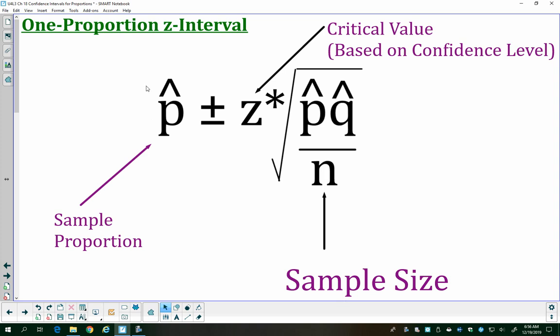P hat is a proportion of a sample. We've dealt with P hat before. Q hat, we would subtract 1 minus P hat to get Q hat, same as we did before, and N is the sample size, same as we did before. Notice we have a plus or minus here. I said earlier that when we build an interval, we have an upper and a lower bound, so we're going to get two values that create our confidence interval. I want to talk a little bit more about the structure of this formula before we move on and use it.